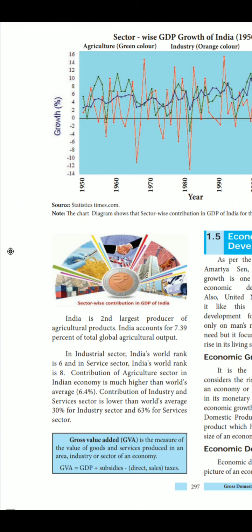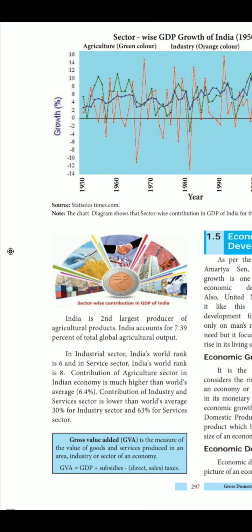Next one, do you know which is the largest producer of agricultural product? Which is the second largest producer of agricultural product? That is India. Okay, so India is the second largest producer of agricultural product. This is also one word they may ask, so please be careful. India accounts for 7.39% of total global agricultural output. So in industrial sectors, India's world rank is 6th. Very clear? In agriculture it is second.